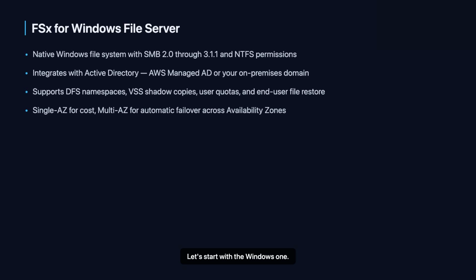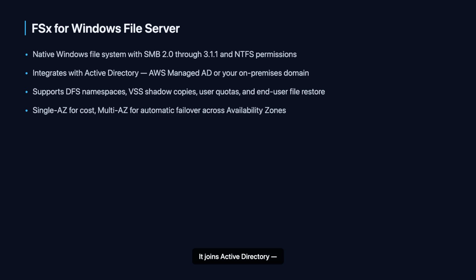Let's start with the Windows one. FSx for Windows File Server is a fully managed natively Windows file system. It speaks SMB versions 2.0 through 3.1.1 with real NTFS permissions on top.